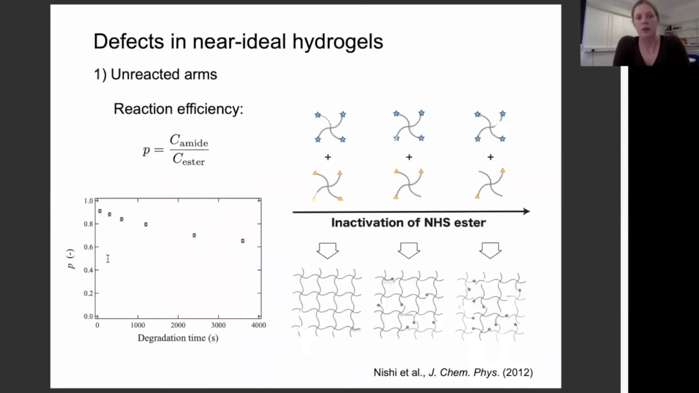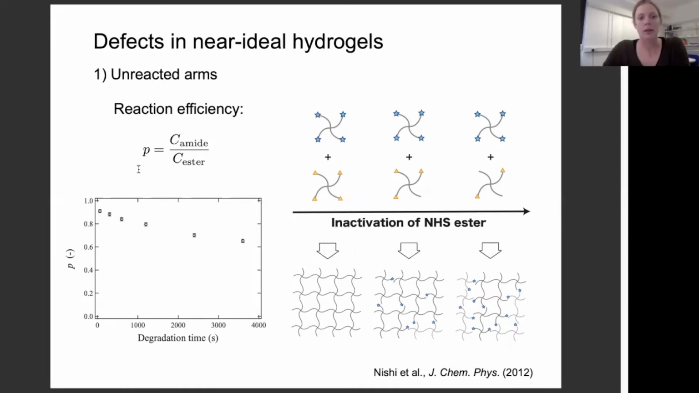So even though they are thought to be almost perfect, they're not really perfect. There are still some defects in these gels. One of the defects would be the fact that not all the arms react. So you have some proportion of the arms that are dangling and do not contribute to the elasticity. And there is this P parameter that describes the reaction efficiency, or the proportion of the arms that are actually reacted. So when P is 1, you have a fully converted network or fully reacted structure.